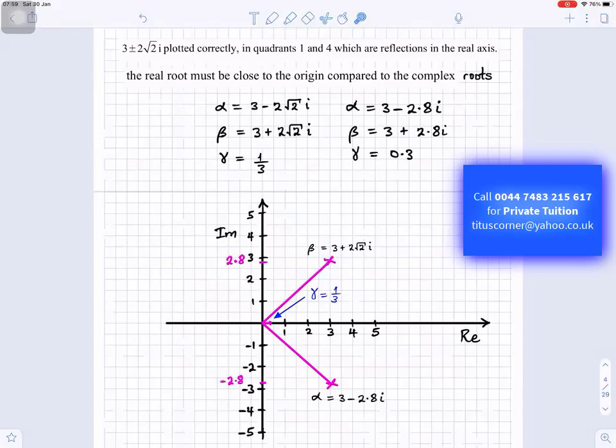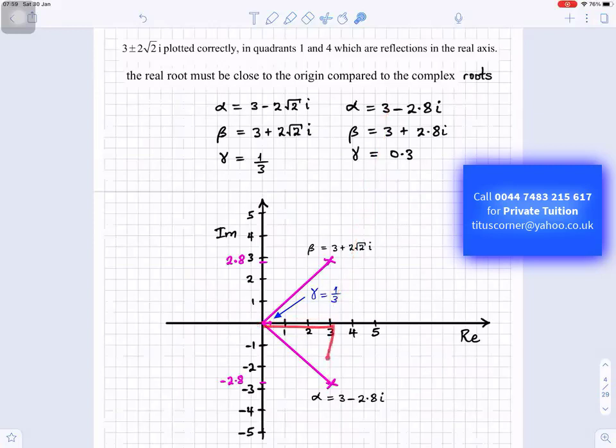So if you imagine alpha, 2 root 2 is 2.8. So we want to plot 3 on the real axis and minus 2.8 on the imaginary axis. The real axis is this one, which would normally be the x-axis, and the imaginary axis is this one, which would normally be the y-axis in the Cartesian coordinate system. So we go 3 to the right and then minus 2.8 down.